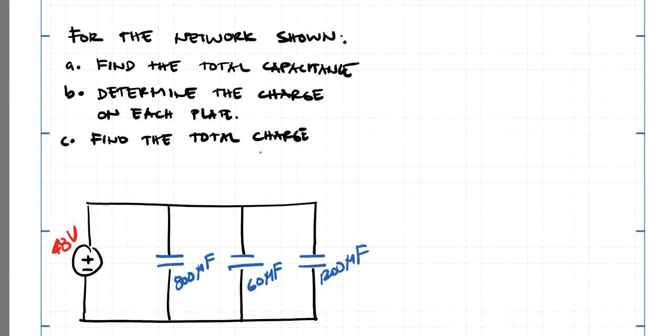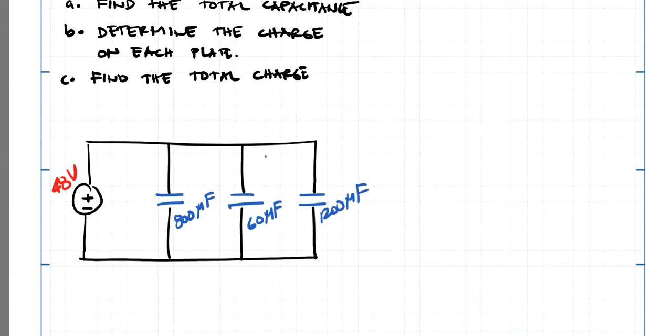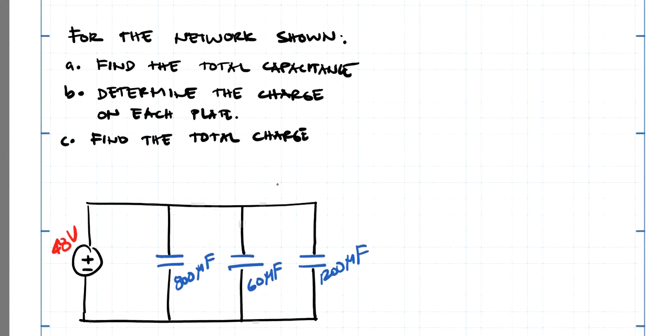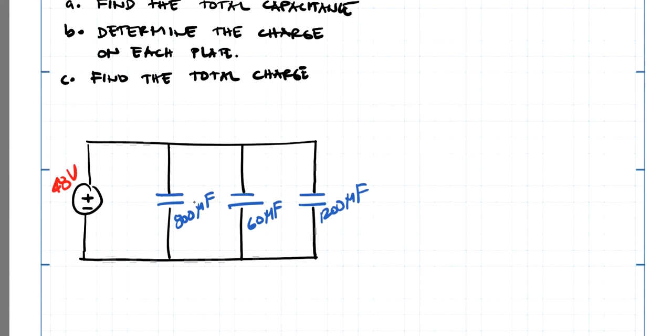find the total charge. So actually this problem is straightforward because we can solve for the total capacitance, since all the individual capacitances are already given. So we just apply the formulas for this and we can solve that.